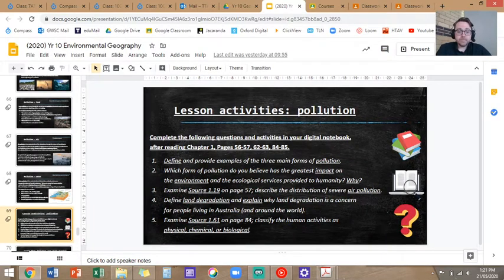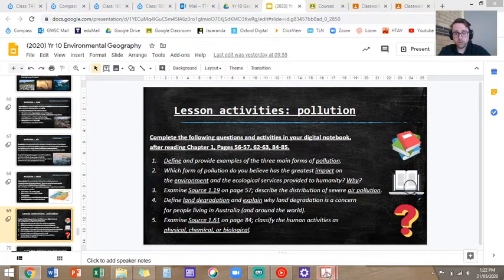Question 4. Define land degradation. What does that mean? And explain why land degradation is a concern for people living in Australia. So you can see as I've gone through these questions, it's corresponding to the different textbook sections. So these first 3 questions are related to those 2 pages there. Question 4 is looking at land degradation, which is in that set of pages there. And then question 5 is obviously looking at water pollution. But anyway, question 4, what is land degradation and why is it a concern for Australia?